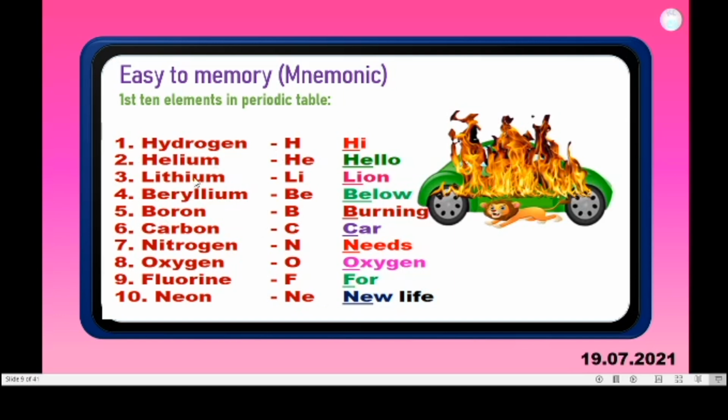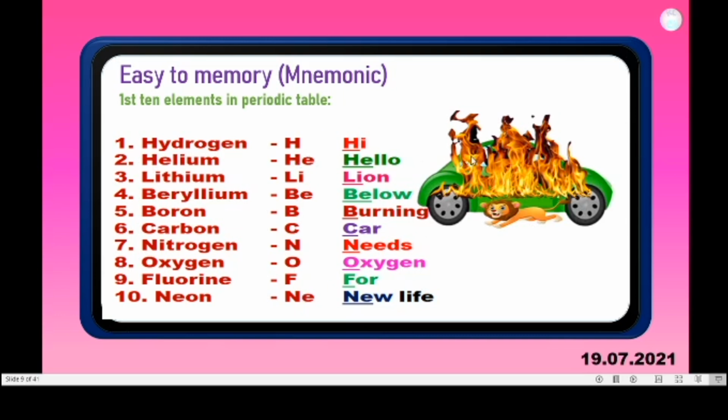So, in the periodic table we discussed, the elements are arranged by their atomic number. We want to memorize the atomic numbers, the symbols, and the elements' names. So, it is easy to memorize with a mnemonic. Here I prepare one mnemonic. From the mnemonic, I learn 10 elements' names. The first 10 elements in the periodic table, hydrogen to neon.